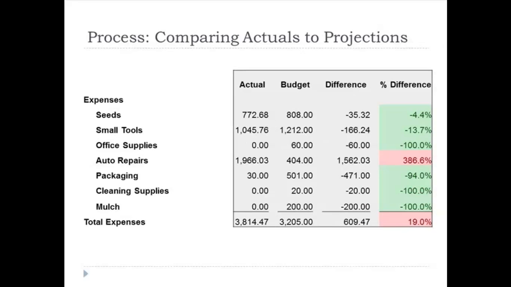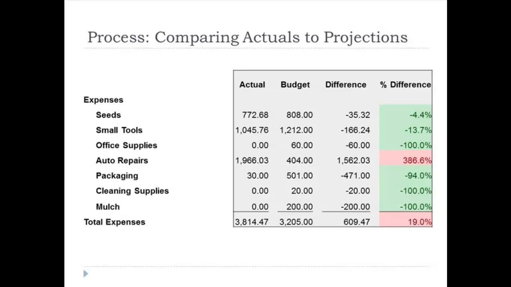Similarly, we're going to want to compare our actuals to projections in terms of expenses. So it looks like this farmer is rocking it in every place except for auto repairs. They were under budget in all categories. Auto repairs, they were 3 times over their budget, which is going to be a problem.